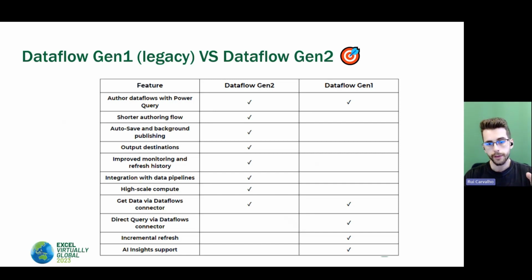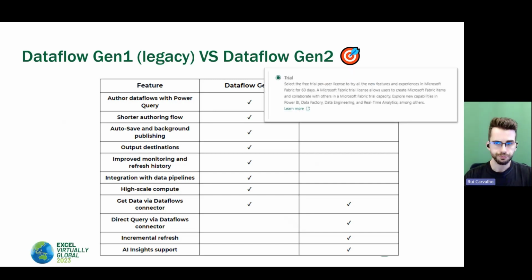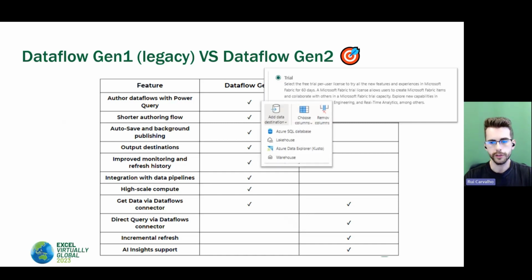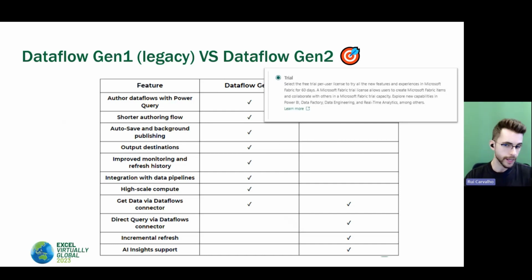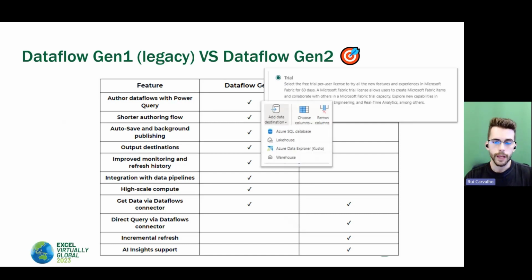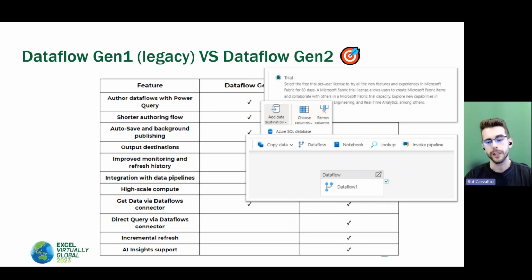If we look at data flow Gen 2, it operates exclusively in a Fabric capacity, as it requires support for modern workloads, such as a lakehouse and a warehouse. It supports outputs, allowing you to load your data into a destination of your choice, and supports integration with data pipelines, enabling the grouping of activities that together perform a task, which we'll see later in this presentation.